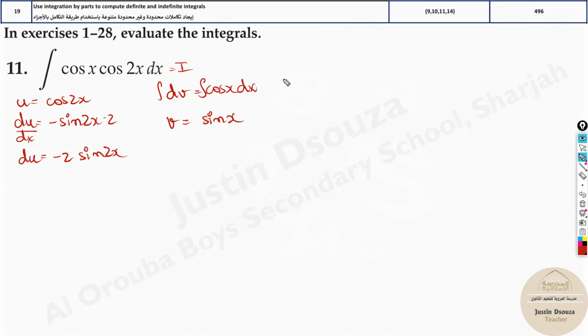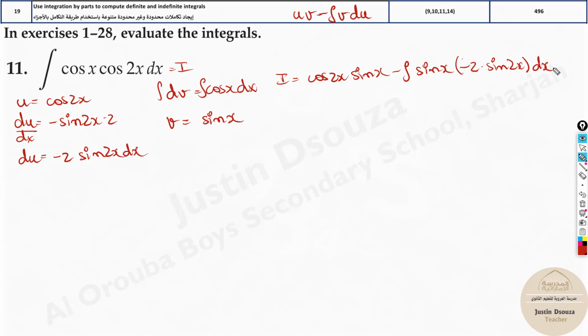Let's put it in the formula. I equals, so I'll write the formula over here, uv minus integral v du. So what is u? It is cos 2x. And what is v over here? It is sine x. So this part is done. Minus integral of sine x, v is sine x, simple. But what is du? It is minus 2 times sine 2x. And I forgot to write this dx over here. It should be sine 2x dx.